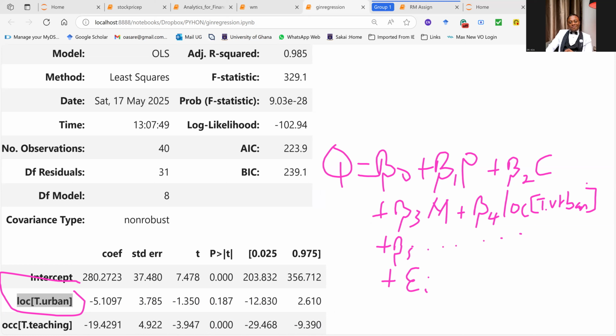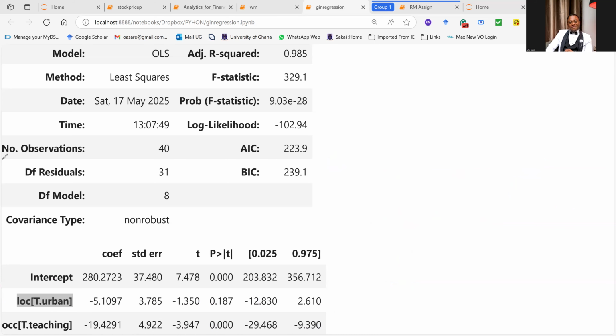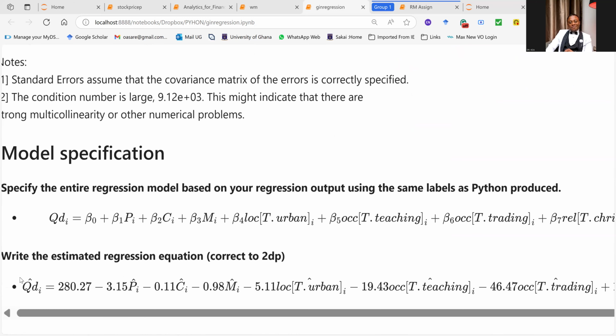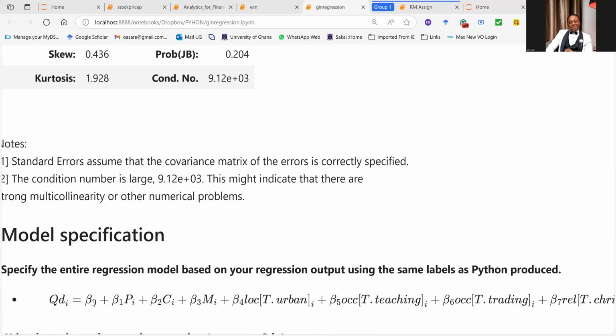Now, sometimes you can see the epsilon being used. Sometimes you can see mu being used. Anything you decide to use for the idiosyncratic error is fine for me. So this is how you specify the model. With that in mind, let me show you down here how this particular model has been specified. So this is a specification of the model.